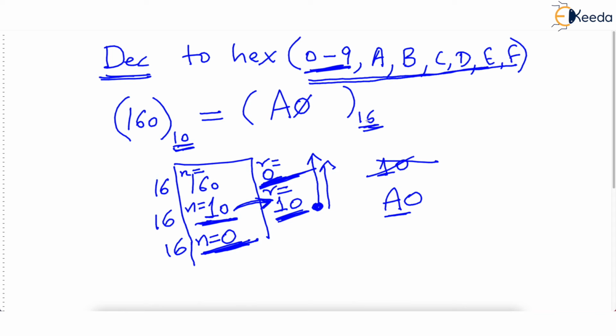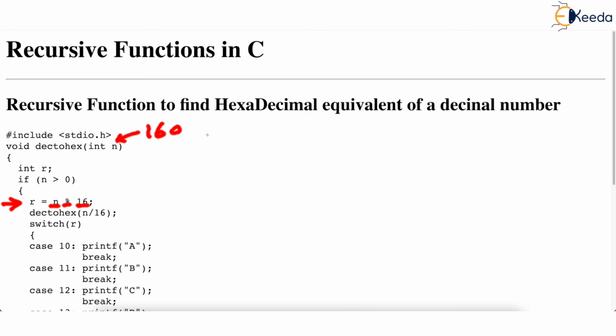And if the remainder is greater than 9, just check here, the remainder was 10. If it is greater than 9, then instead of printing that remainder itself, print the equivalent code for it, like 10 is A, 11 is B, and so on. So having said that, let's go to the body of this recursive function.